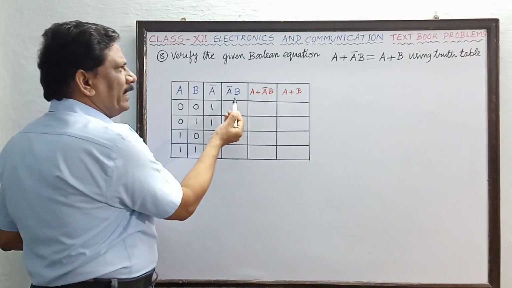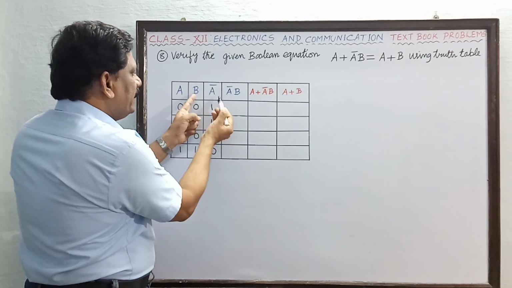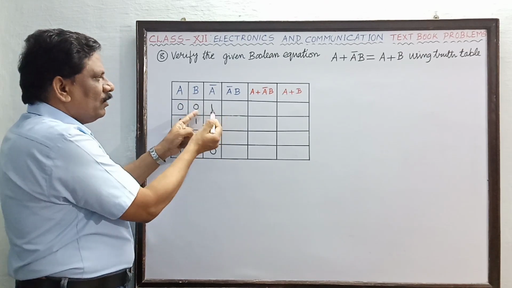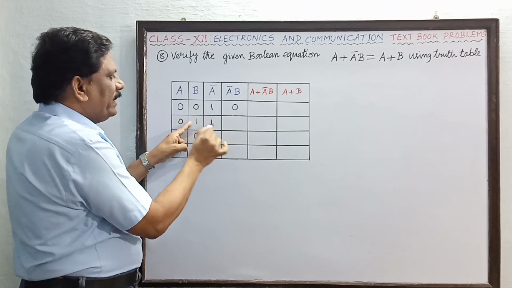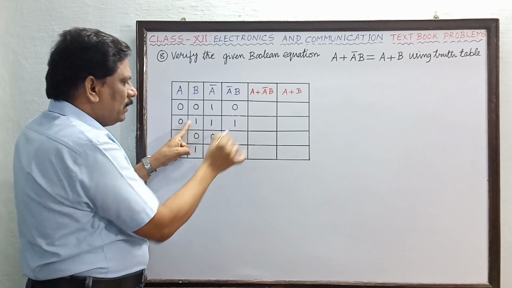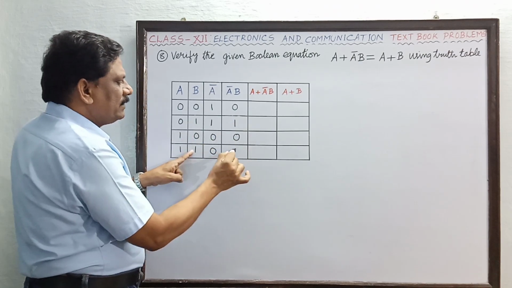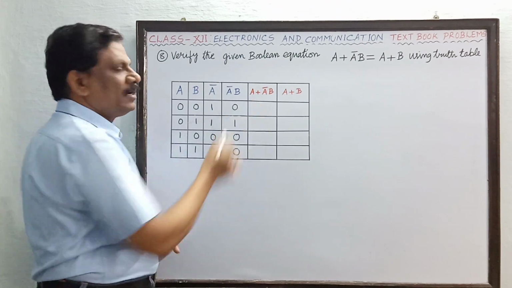Now the next column is A complement multiplied with B. So these two you have to multiply. Take care, these two you are going to multiply. So 1 into 0 is how much? 0. 1 into 1 is 1. 0 into 0 is 0. 0 into 1 is 0. Okay students? What is the next column?